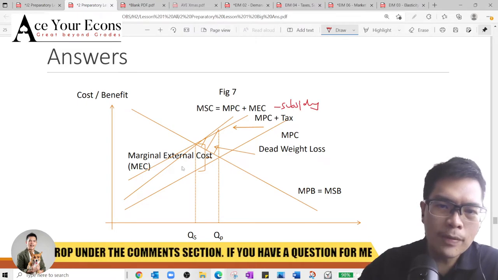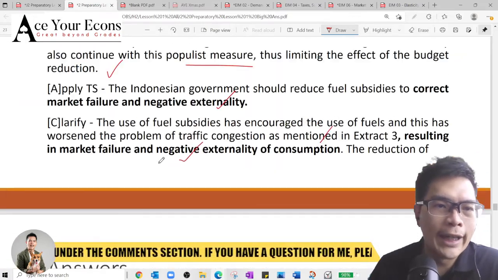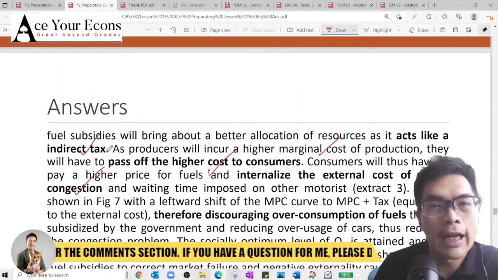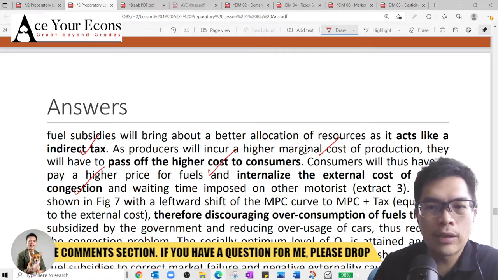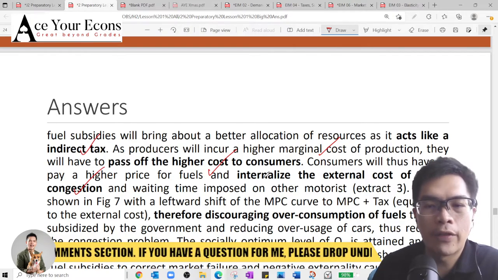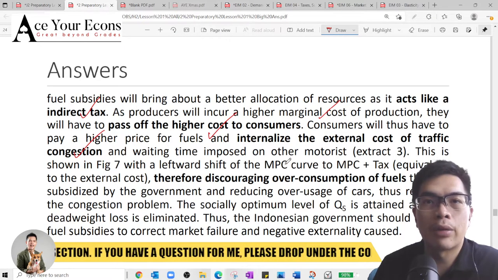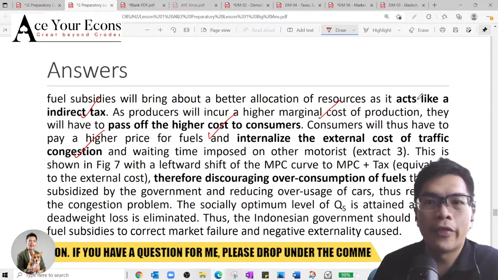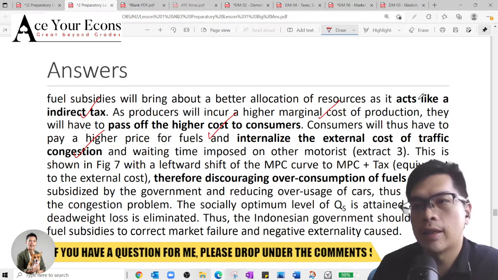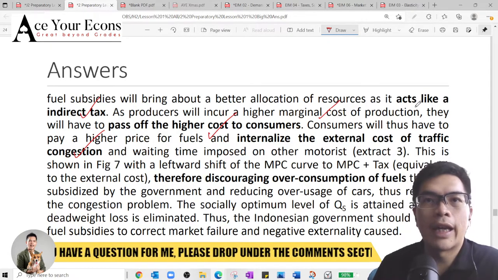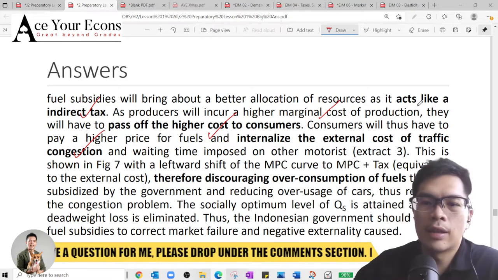The reason why I use "plus tax" here is because I already identified this as acting like a tax. But if you don't use this specific phrasing, that's going to be quite dangerous. In that case, it might not be answering the question. Only when you have defined reducing fuel subsidy as a form of indirect tax can you use this keyword here.